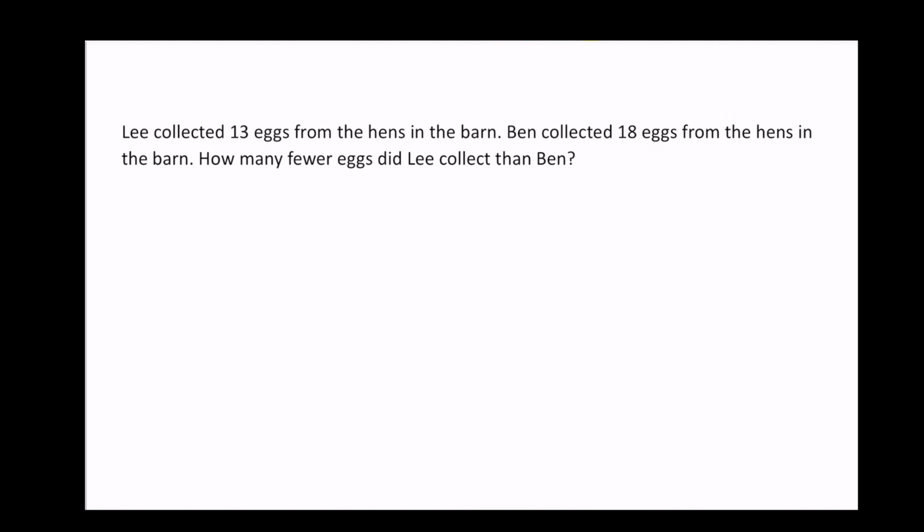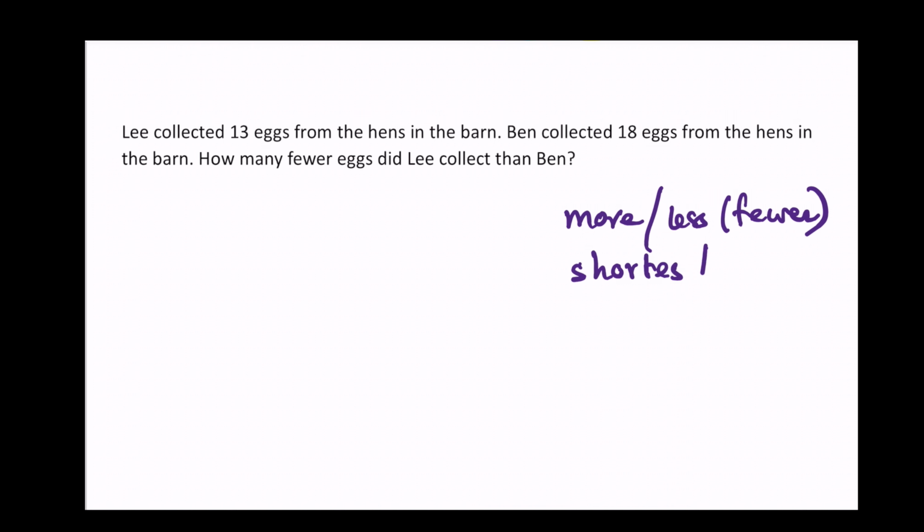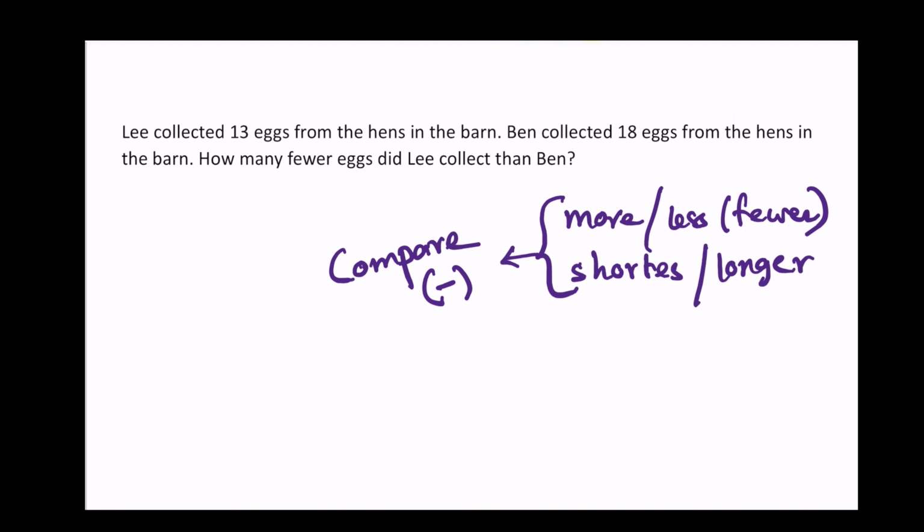I would like to tell you here that whenever the question is asking how many more or how many less or fewer, how much shorter or longer, that means they try to compare two numbers. Whenever we try to compare two numbers, we always do a subtraction. This is a very important concept. So let's move on to the problem.